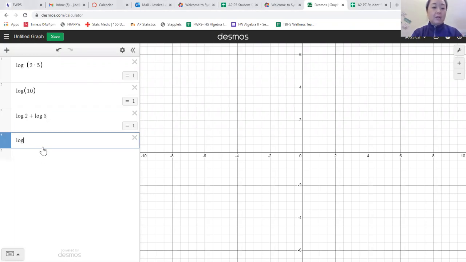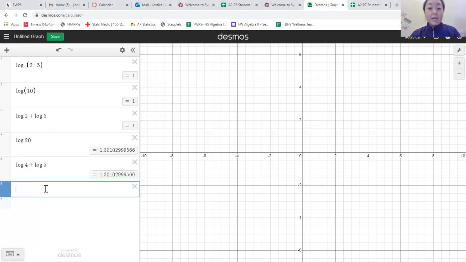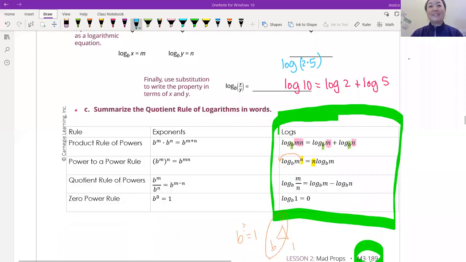So even if, let's do log of 20, right? Well, how do we get log of 20? It's 4 times 5. So we could go log of 4 plus the log of 5. And what do you notice? The numbers are exactly the same. Well, then what about 2 and 10? Because 2 times 10 also equals 20, right? So let's try that out. So log of 2 plus the log of 10. Do you see how they're exactly the same? This is what I'm talking about. Is that not cool? I think it's cool. Maybe it's just me. All right.